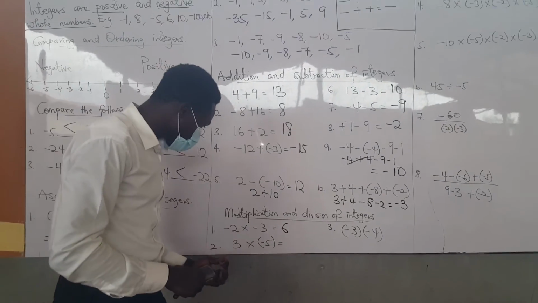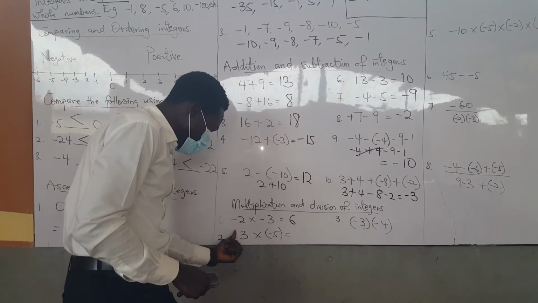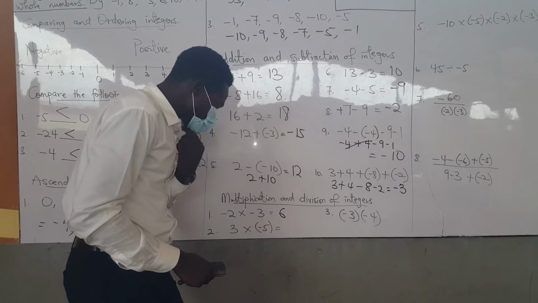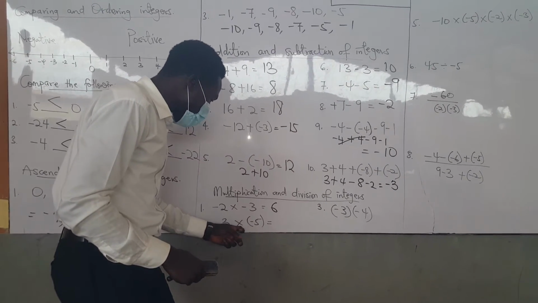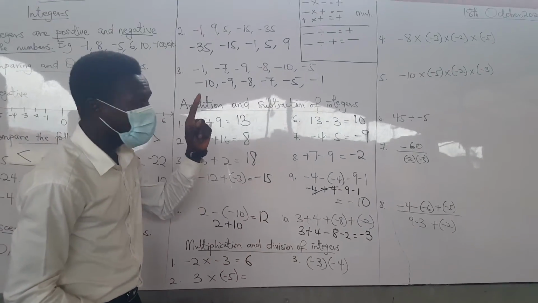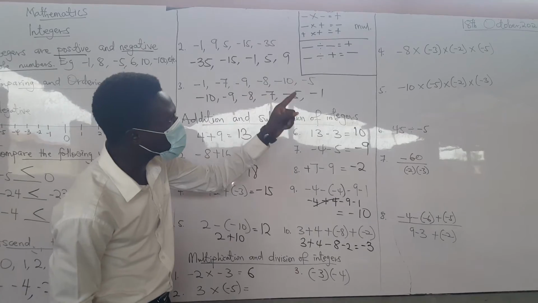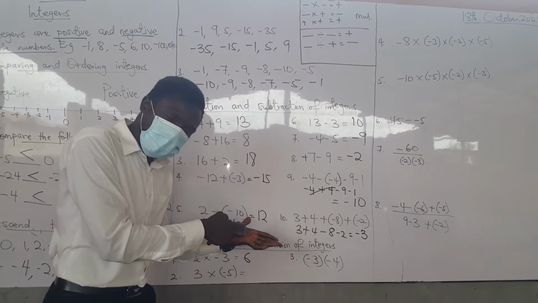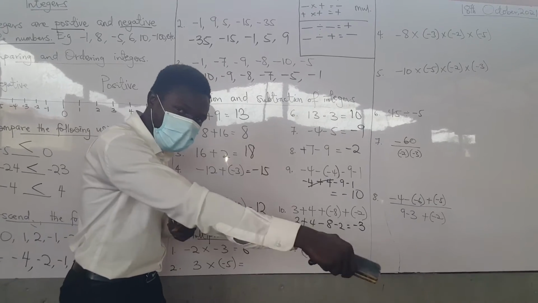Then number 2, there is no sign here. There is no negative, so it means this is positive 3. So 3 times negative 5. We were told up there that negative times positive is negative. The same thing, positive times negative is negative.